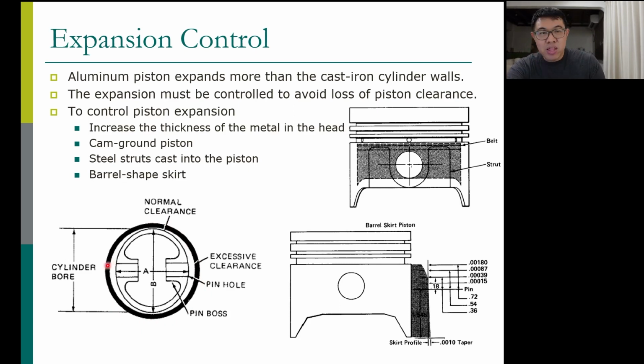Because we know this is the pinhole side, and this is the other side. When you have thinner material there, it's going to expand more. It's going to stretch more, which means A is going to stretch more than B. So normally when we make a piston, we make it oval. We make B more than A, so that when it heats up, A expands or stretches more, and then it becomes a circle at normal operating temperatures.